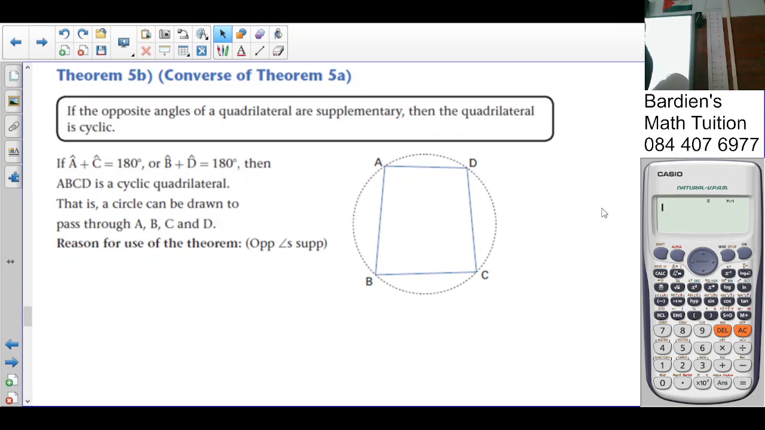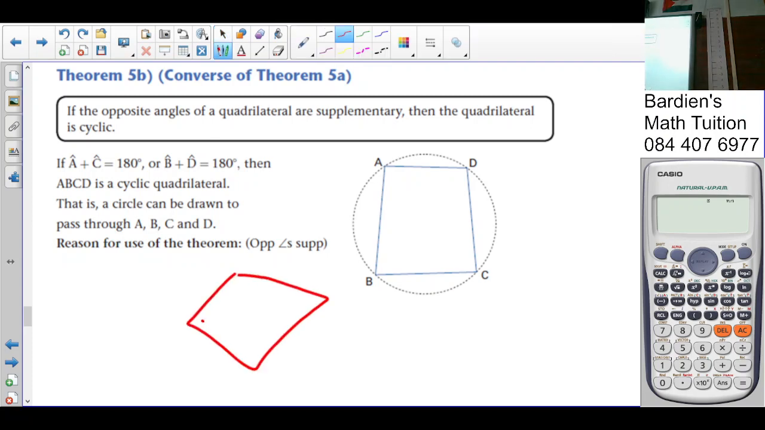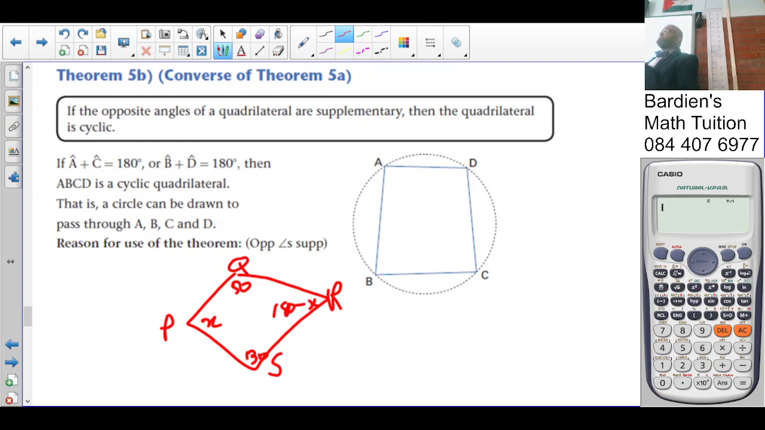If opposite angles of a quadrilateral are supplementary, what does that mean? That means to say if you've got a quad and these opposite angles add up to 180, or if this is 50 and this is 130, if those opposite angles are supplementary, they do add up to 180, then PQRS is a cyclic quad. Why? Because opposite angles are supplementary.